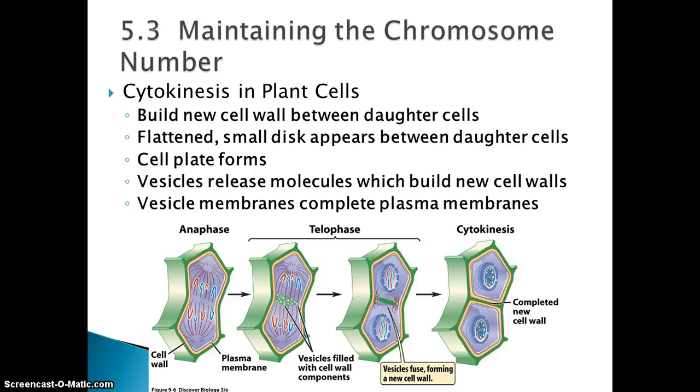Here's an example of plant cell cytokinesis. It says that you can see the vesicles filled with cell wall components are sent to the center. Remember, the vesicles are just packages sent from the Golgi apparatus, and they appear and the cell plate forms, and then soon a new cell wall's there.